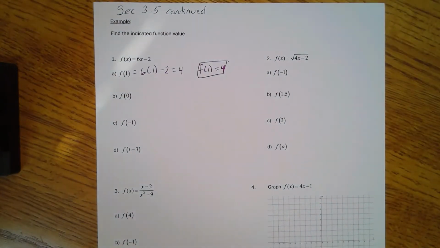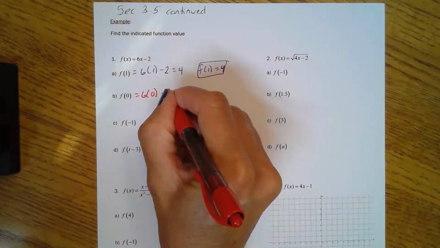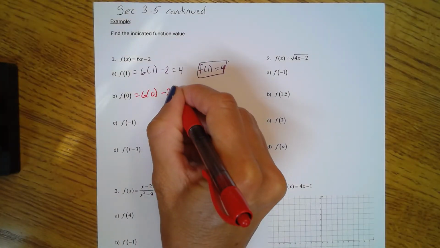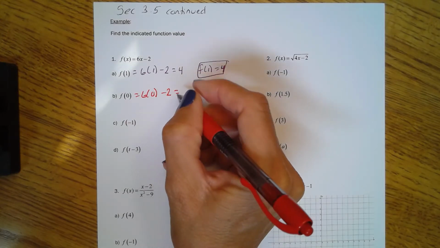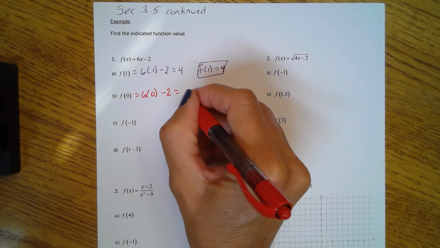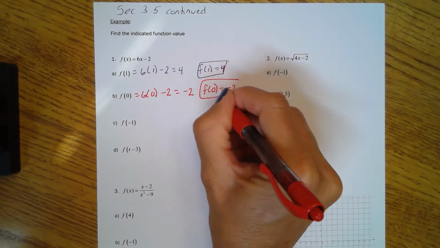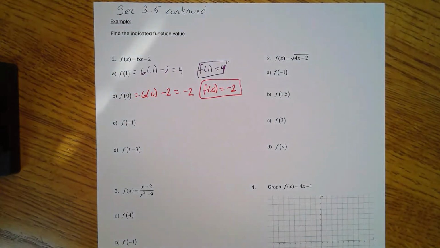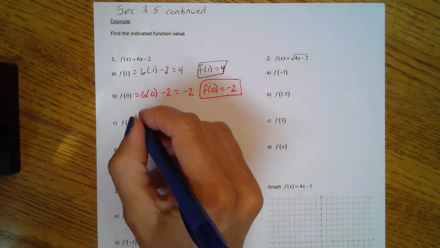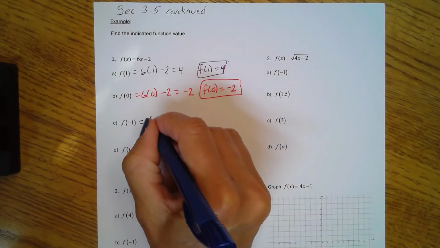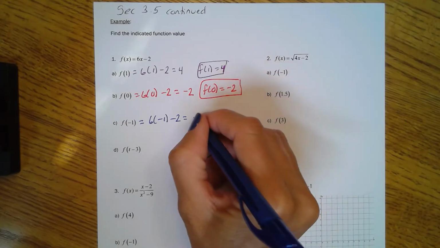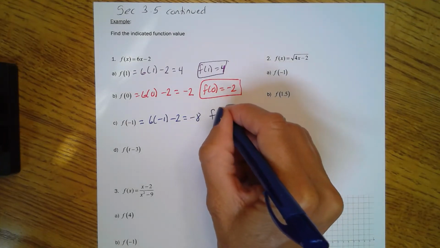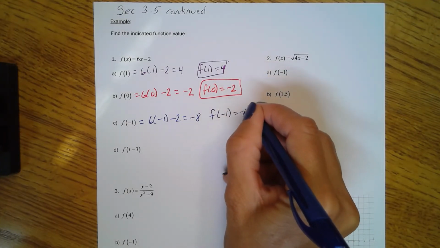So f of 0. Again, what does that mean? That means x is 0, so I'll plug in a 0. Minus 2 is negative 2. So f of 0 turned out to be negative 2. What about f of negative 1? Again, plugging in a negative 1 wherever I see x. So 6 times negative 1 minus 2, which would be negative 8. So f of negative 1 equals negative 8.